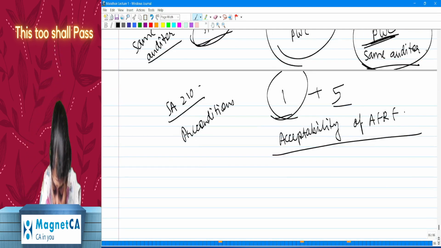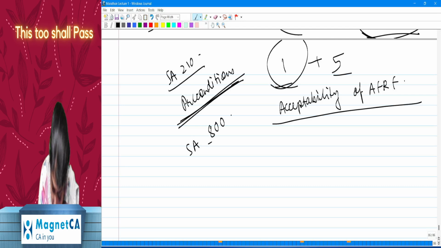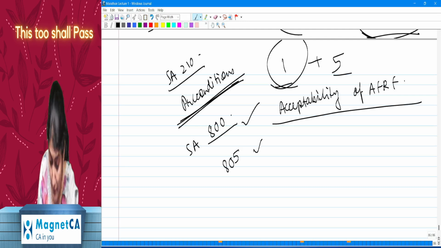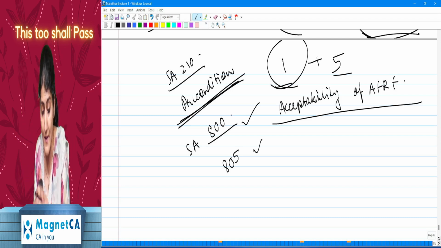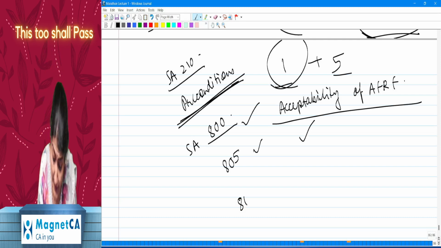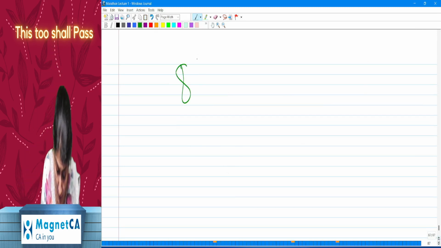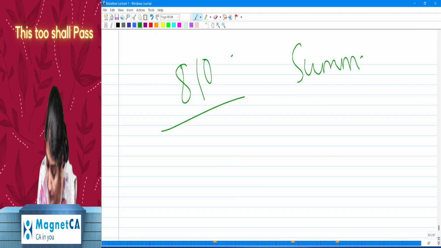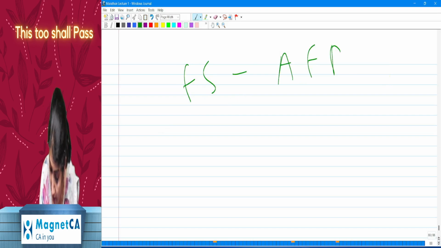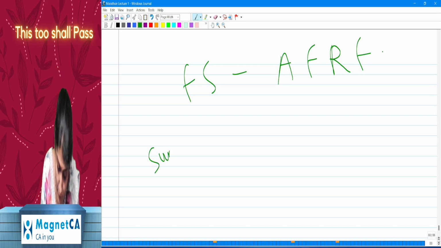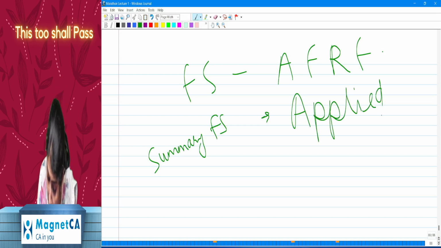Now for 800 and 805, is the same precondition going to be there? Special purpose framework, is that AFRF acceptable? Yes. For 805 also, for a single financial statement, say only the balance sheet, is the AFRF acceptable? Or only debtors, is the AFRF acceptable for that? Yes. But now for 810, there is no question of acceptability of the AFRF. For 810, management has now prepared the summary financial statements. So just like for preparation of financial statements, an AFRF is required, similarly for preparation of summary financial statements, what is required is the applied criteria.